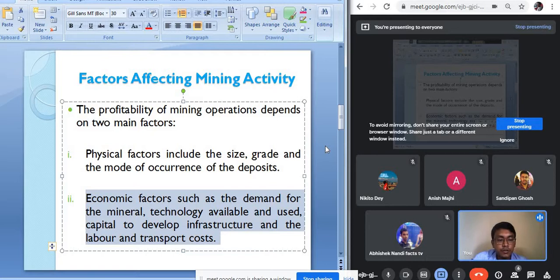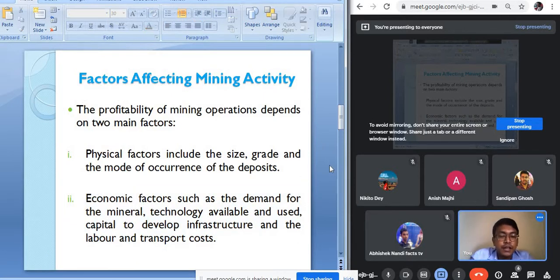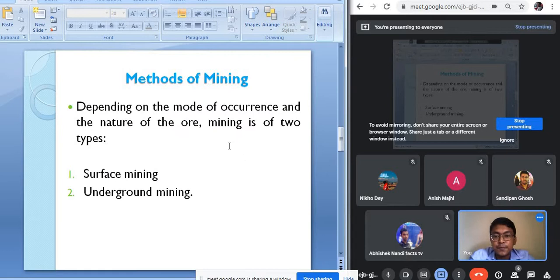So you will find that there are many countries who use better, advanced technology to extract the minerals, and they find the mining activity to be more profitable. But there are certain countries who are still using the old technology to extract the minerals. So for them, the cost of extraction of these minerals is higher, and it is not so profitable for those countries. So these are the different factors which affect the mining activity.